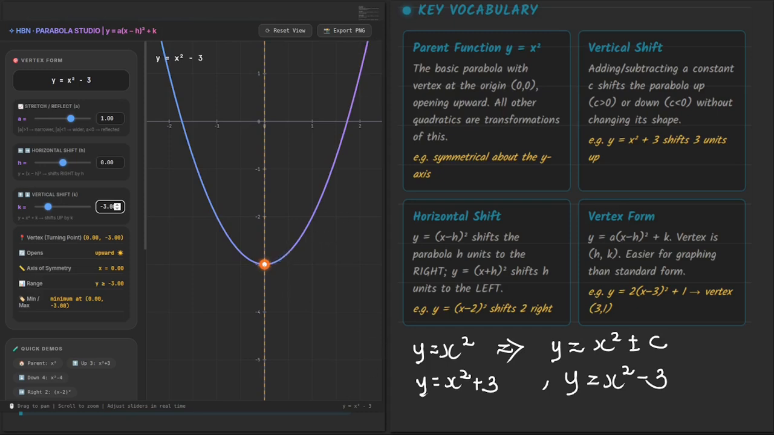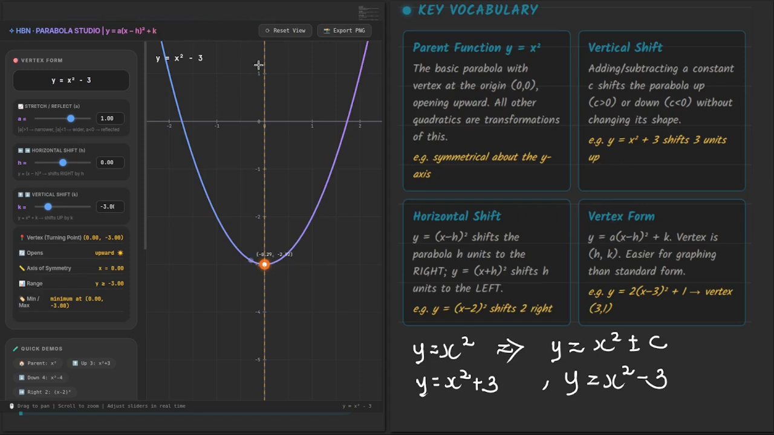You see? So that is to say that if our constant c is greater than 0, as you saw over here, the parent function is shifted upwards. If our constant c is less than 0, the parent function is shifted downwards. This is what we call the vertical shift. And as much as the parent function can shift vertically, it can also shift horizontally as well.